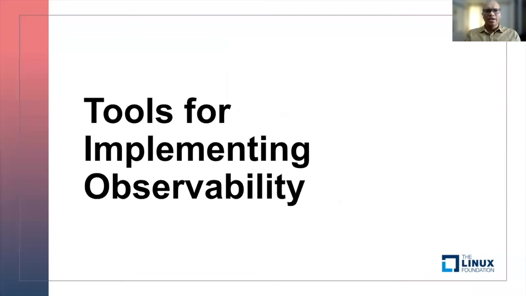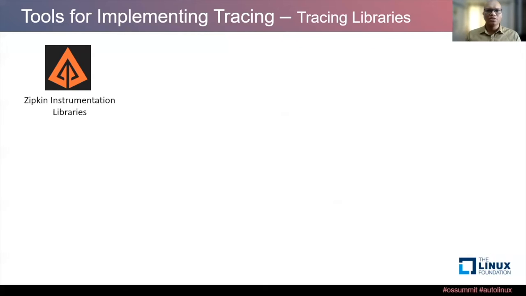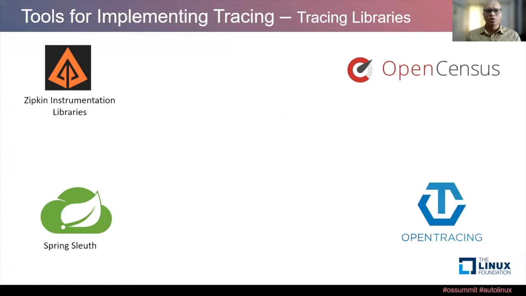Now let's look at different tools which are available for implementing observability. Most of these tools are open source libraries. So we have Zipkin instrumentation library, we have OpenCensus, Spring Sleuth, OpenTracing. Now, OpenCensus and OpenTracing are merged into one library, and that is called OpenTelemetry. So this is the latest library, and it's a buzzword right now. Most of the open source community, cloud platforms, and even third party providers like Sumo Logic, New Relic, Dynatrace, they all support OpenTelemetry.